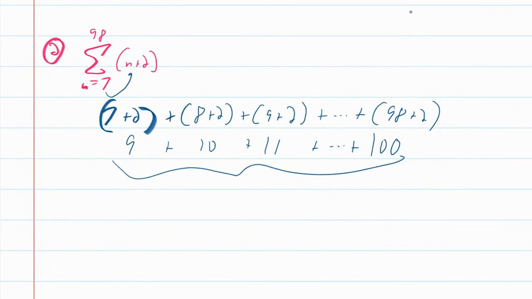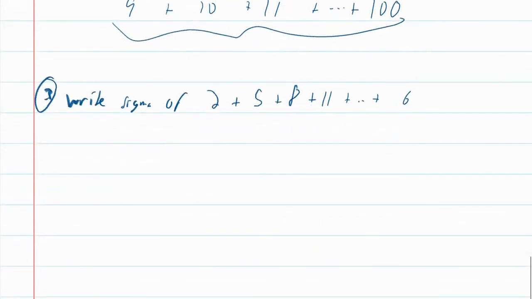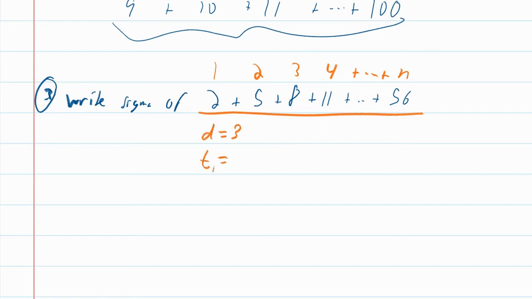Let me give you another one. Let's write the sigma of 2 plus 5 plus 8 plus 11 and 56 is the last one. Typically the hard part is going to be determining what the n value is of 56, because the n value of 2 is 1, the n value of 5 is 2, and then 3, and then 4, and so on. We don't know what this is, but we can figure that out because we've been doing this the entire chapter. We're just going to figure out the sequence formula for this. I know it has a common difference of 3 and a t of 1 of 2.